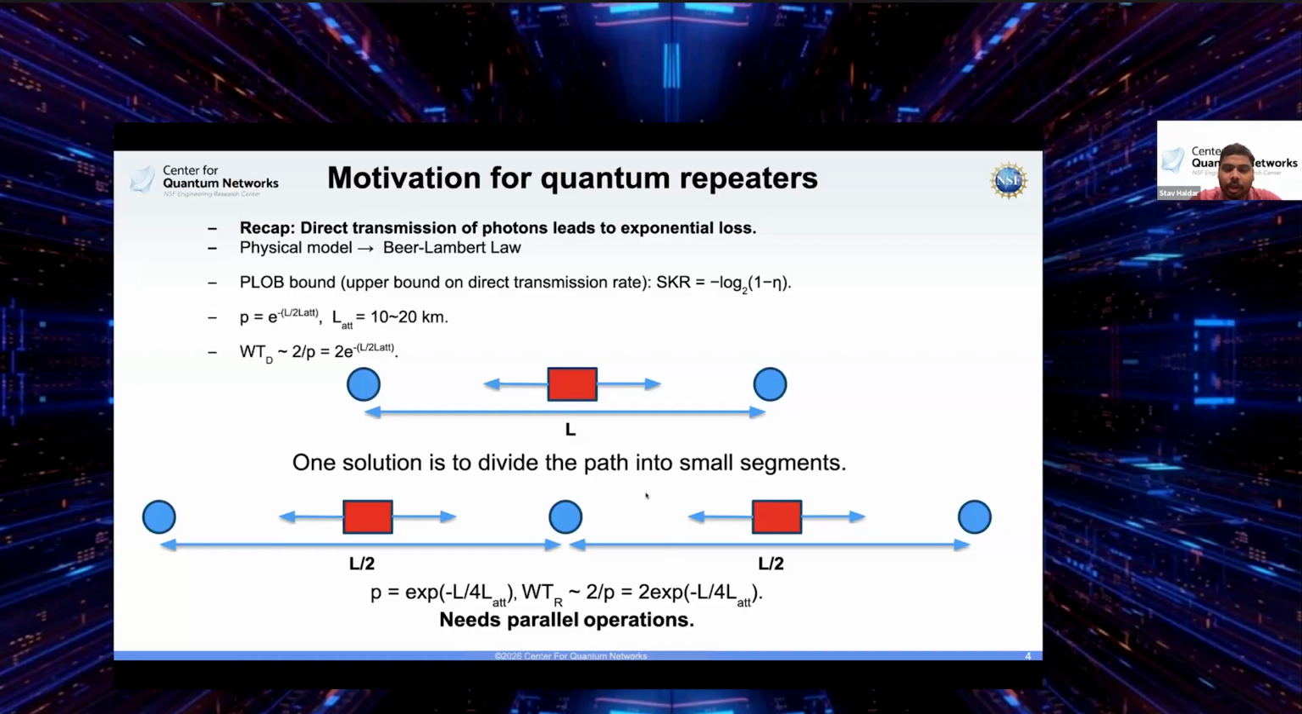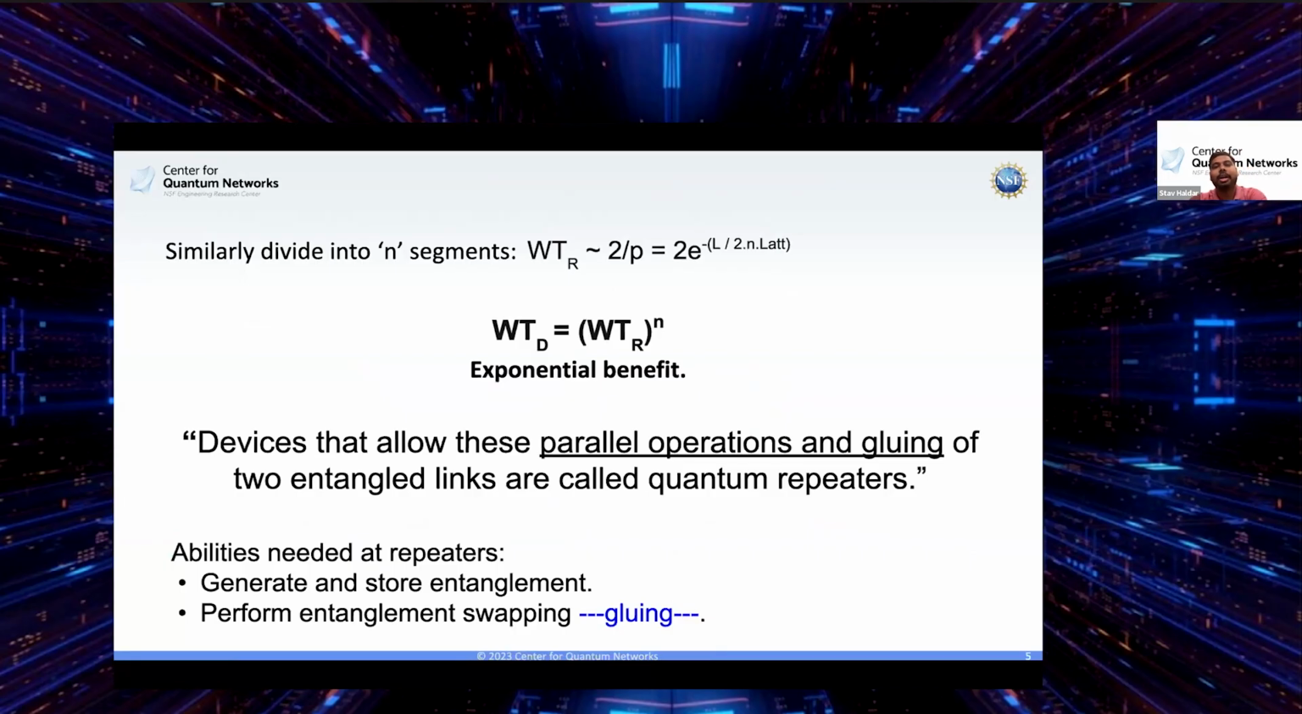But at least that seems to be a solution. Now, if you divide it again into n parts, it is straightforward to see that the probability of survival will increase exponentially for each segment, and therefore the waiting time for direct communication will be exponentially larger than for communication based on these divided segments. So the divided segments allow you to reduce the waiting time by an exponential factor n, where n is the number of segments you have decided to divide this into.